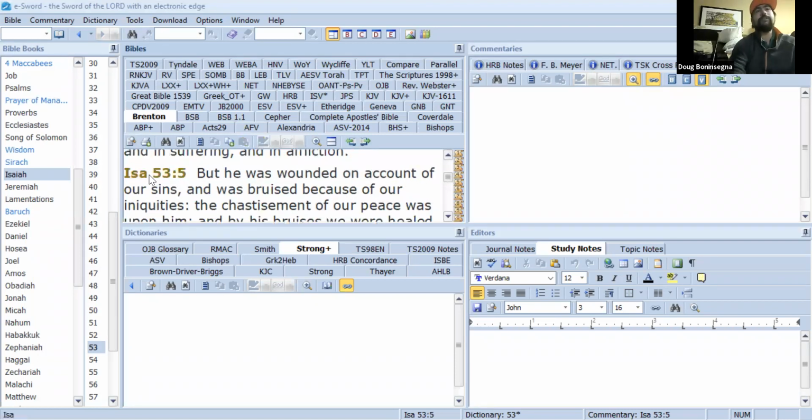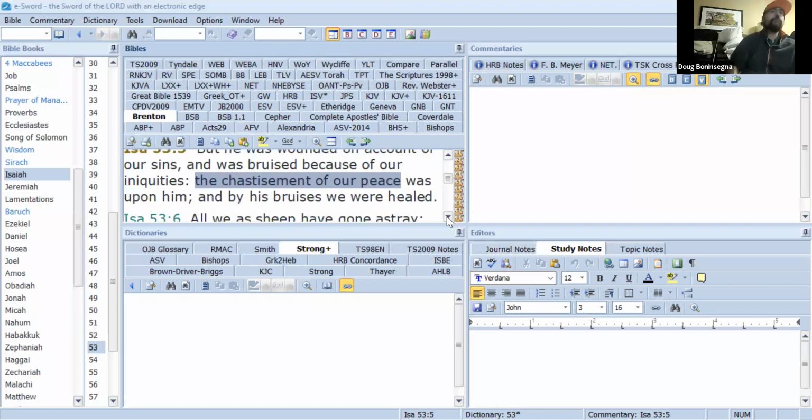But he was wounded on the account of our sins. He was bruised because of our lawlessnesses. The chastisement of our peace was upon him, and by his bruises we were healed. So I believe that the peace offering directly is paralleled with Yahusha being the chastisement of our peace. So when I'm always reading about the peace offerings, I can't help but think about Yahusha.